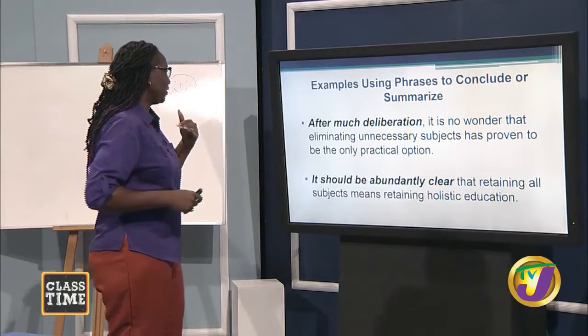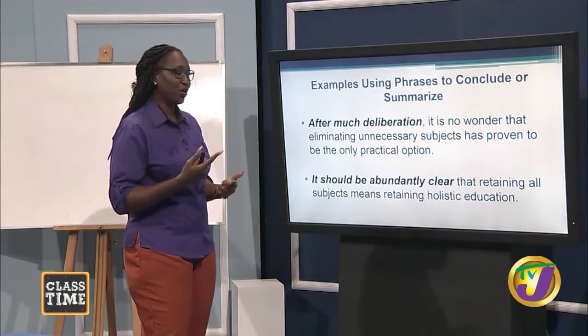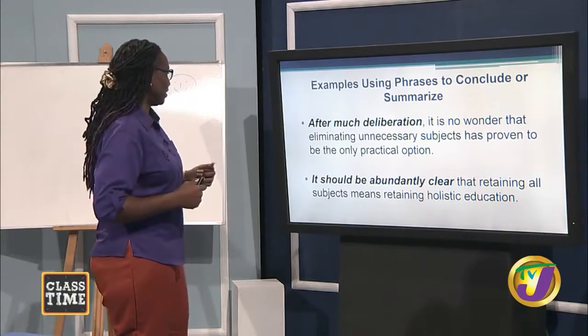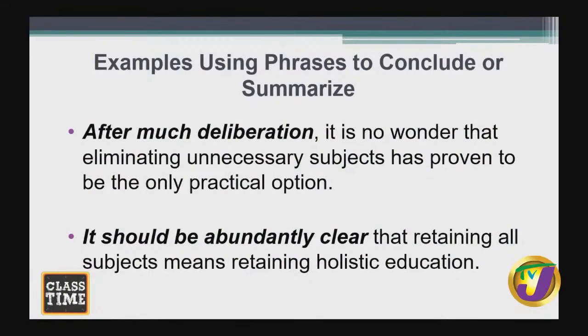And our final one: it should be abundantly clear that retaining all subjects means retaining holistic education. Right there you have contradicted the one before. So these are two different ideas coming out, one in support and one in opposition. And when you say it should be abundantly clear, you're conveying the same meaning as it being obvious. And you're also saying that after you have discussed everything, after you have thought about everything, after you have analyzed everything, one thing should be clear.